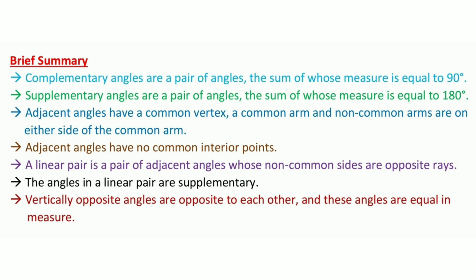Next, adjacent angles have no common interior points. Next, a linear pair is a pair of adjacent angles whose non-common sides are opposite rays. Next, angles in a linear pair are supplementary. And last, vertically opposite angles are opposite to each other and these angles are equal in measure. It's clear, everyone? Very good.